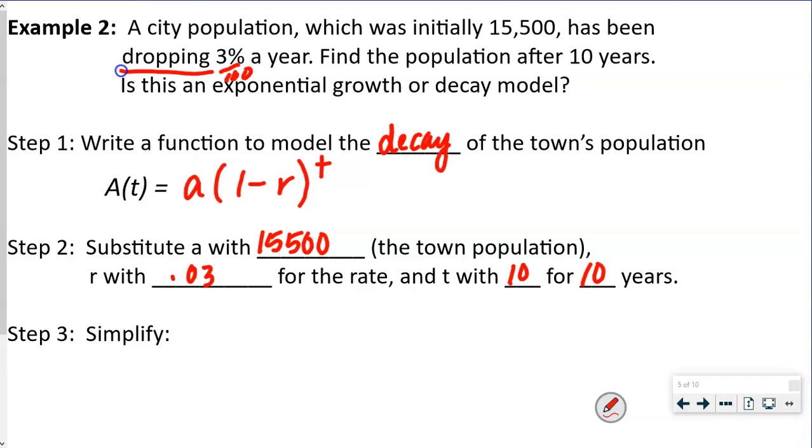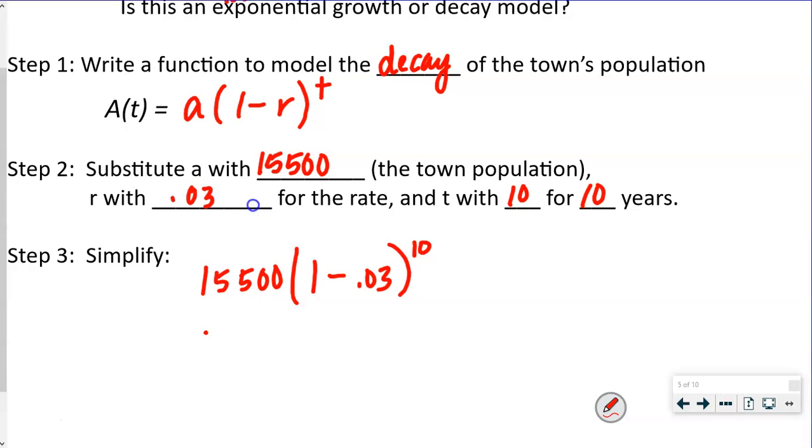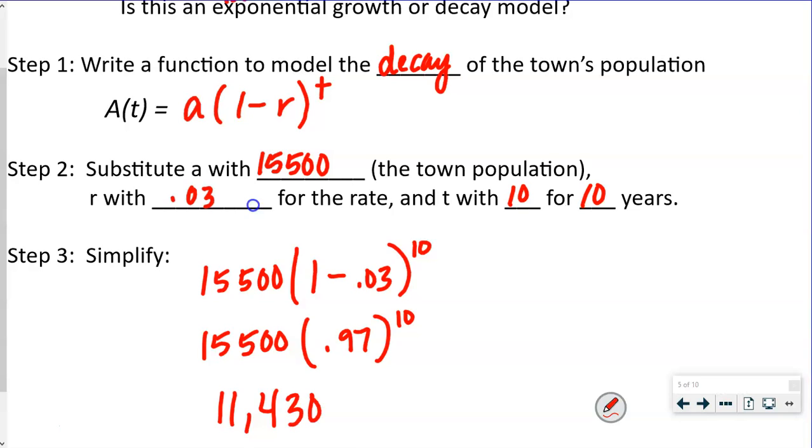Okay, so now we're going to actually write this out. So this is going to be 15,500. Now we're going to do 1 minus our 0.03 to the 10th power. So again, if I were to rewrite this, this is going to be 15,500 times 0.97 to the 10th power, right? So when we do that, we're going to end up with 11,430 people in the town.